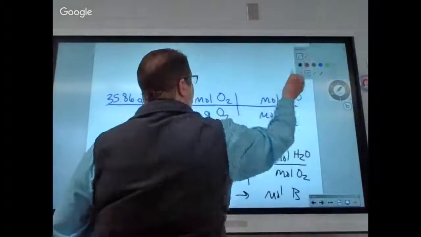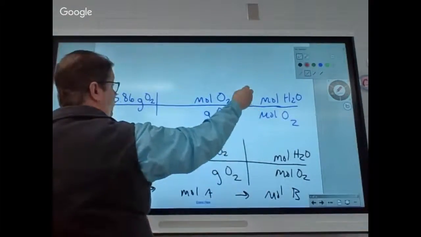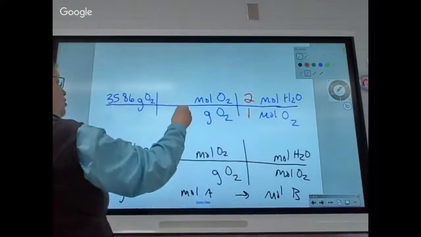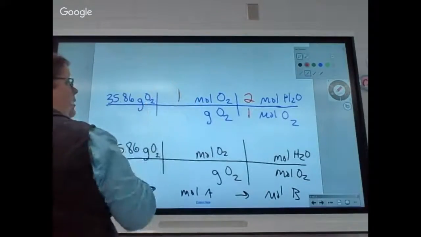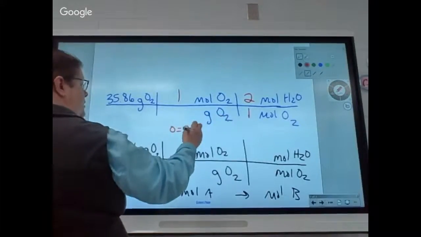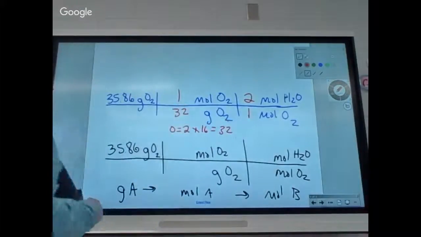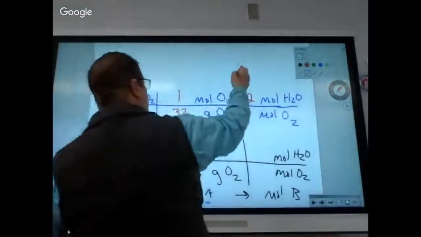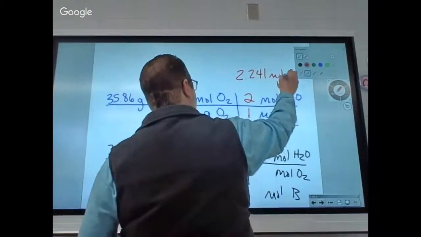Now, when you go to fill in the chart, mole ratio always comes from where? Coefficient. So what's in front of water? What's in front of oxygen? When you do moles to grams, you don't ever use the coefficients. So this is always a 1. And this, you use your subscript. So O has a 2 times 16, and you get 32. So when you calculate, what did you get there? 2.241 moles of H2O.